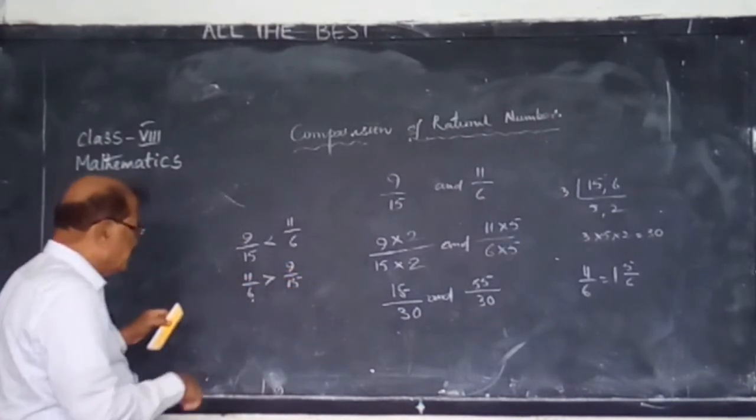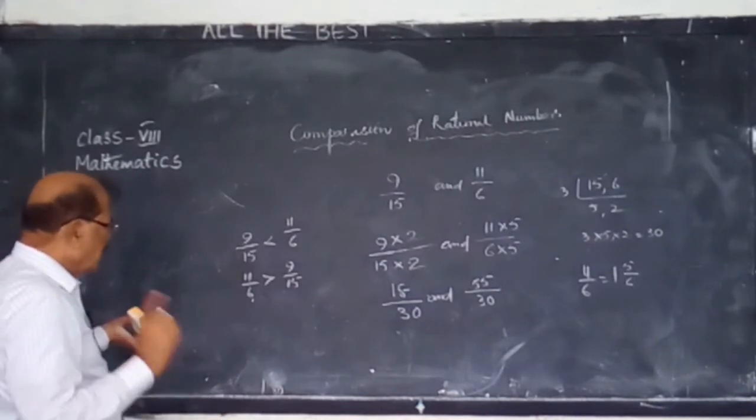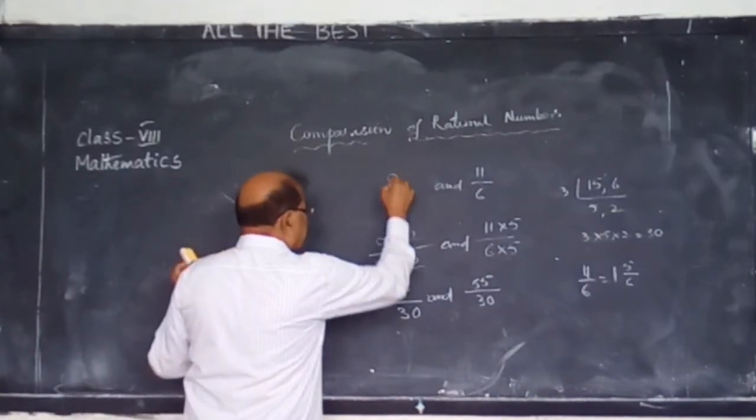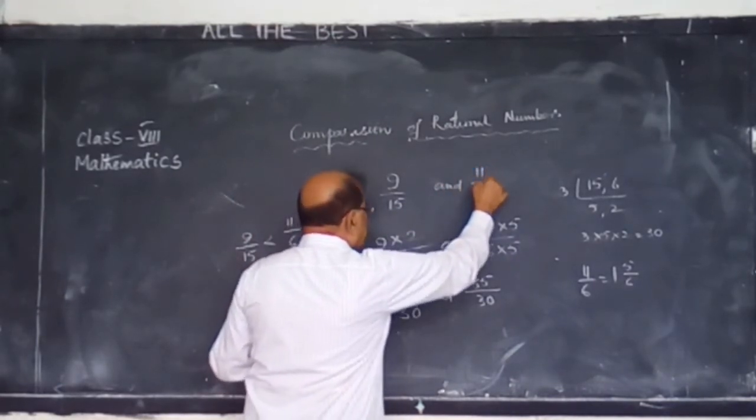Instead of doing all these things, we can do it very easily. The value of a proper fraction is less than 1. The value of an improper fraction is greater than 1.